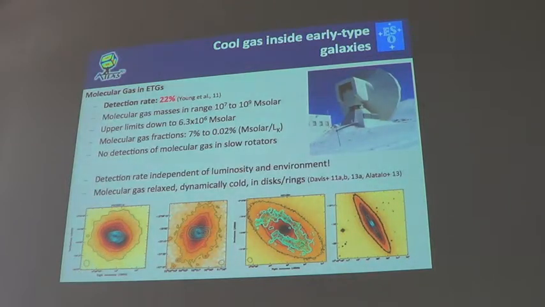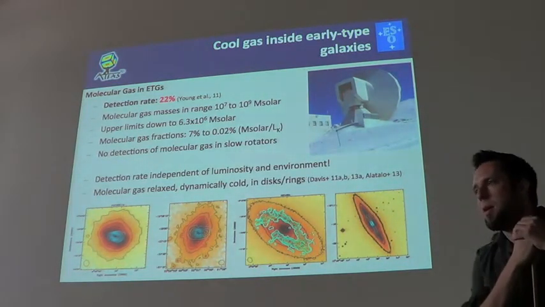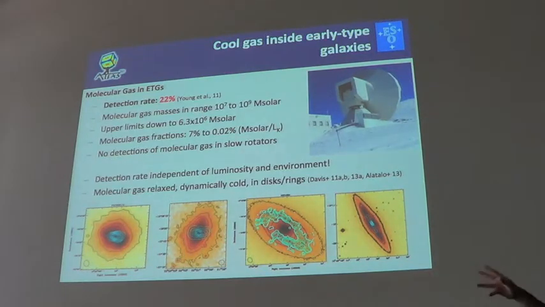They're regular and relaxed. Can I ask about the HI? Is most of the HI also in fast rotators? The HI is also found in some slow rotators, but I can't remember the numbers exactly off the top of my head.